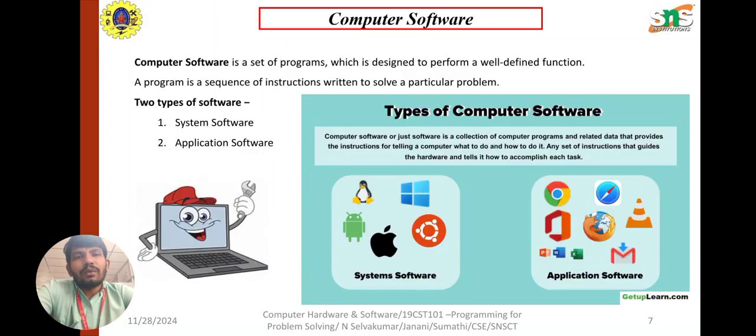Computer software is a set of programs designed to perform a well defined function. A program is a sequence of instructions written to solve a particular problem. This is computer software. We have two types of software: system software and application software. System software is the operating system software. Application software means we achieve some particular functions with that software. That is called application software.